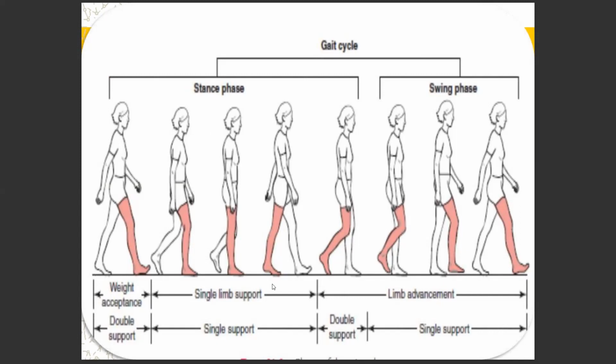There are two single supports and two double supports. Double support means when both the limbs are on the ground during that single gait cycle. So we have it at the start of the gait cycle, and at the transition from the stance phase to the swing phase, at the end of the stance phase, we have another double support. These double supports make 20% of the total gait, while single support makes 80% of the total gait.